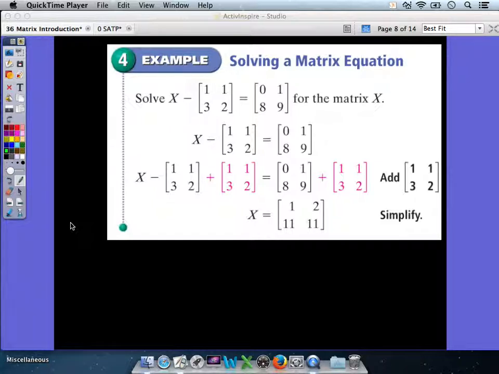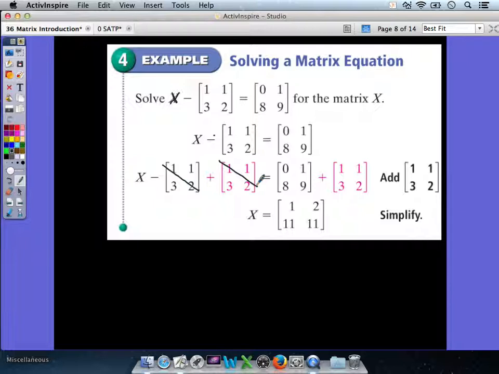This example demonstrates the matrix. We have matrix X minus another matrix is equal to something. I want to know what matrix X is. It's an array, and it's got to be 4 numbers because all my matrices are 2 by 2s. What they're showing you is that if this matrix is subtracted, I can add the opposite. When they subtract, the opposite would be to add, and it just cancels this matrix, or gives you a 0 matrix.